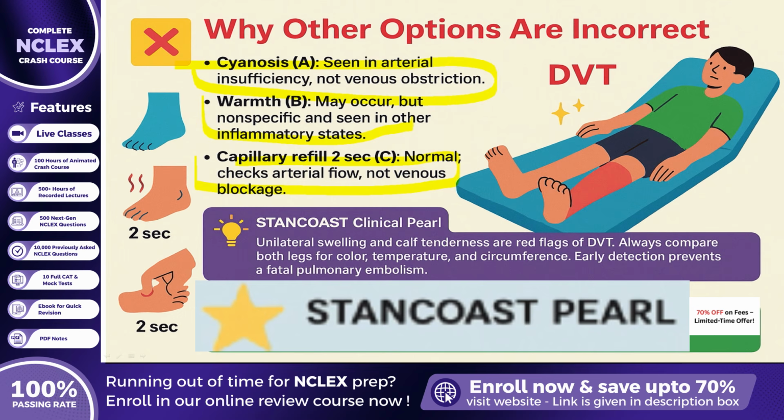Unilateral swelling and calf tenderness are the red flags of deep vein thrombosis. Always compare both legs for circumference, temperature, and skin color. Early recognition and prompt intervention can prevent a potentially fatal pulmonary embolism.